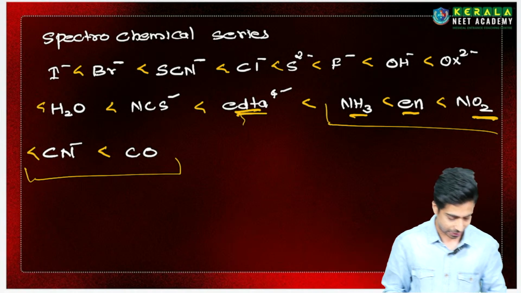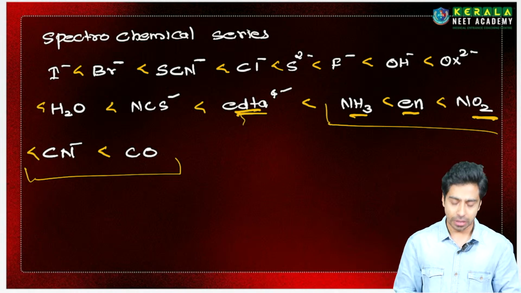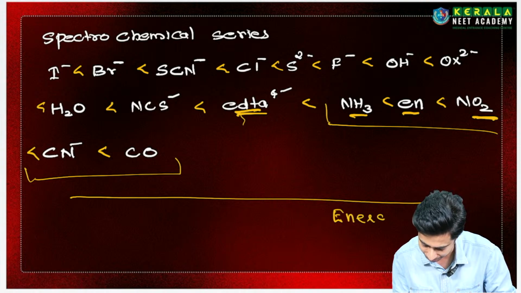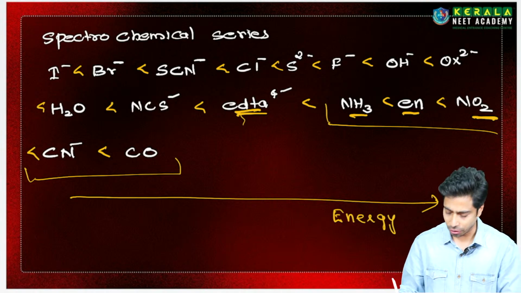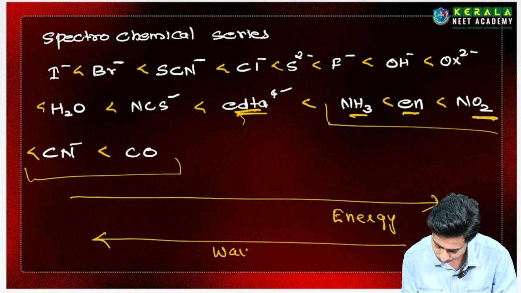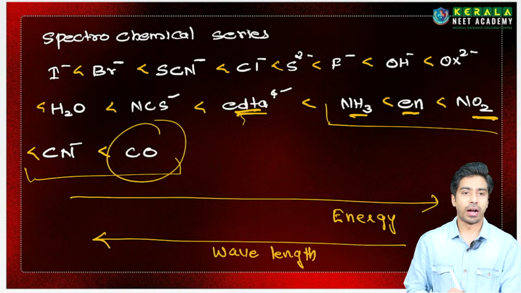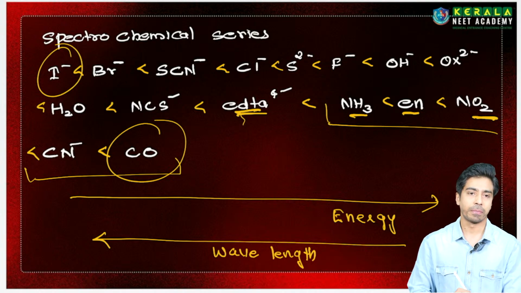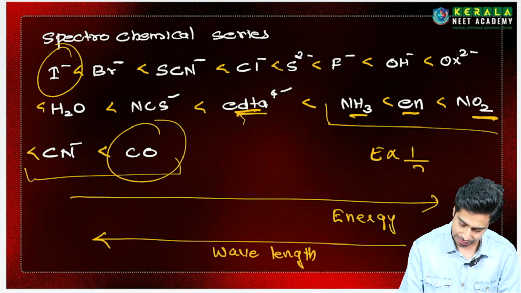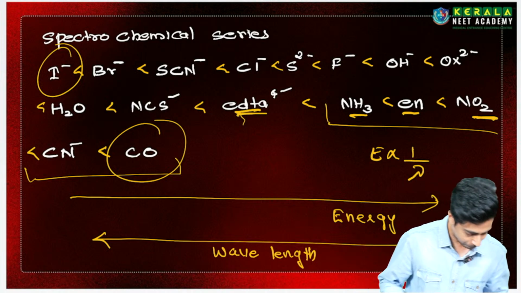So spectrochemical series, this is the shortcut that we'll be using. This is the increasing order of energy, and it will be the decreasing order of wavelength. Which has the highest energy? Carbonyl. Highest wavelength? I minus. Because energy and wavelength are inversely related. High energy means low wavelength. Is it clear for everyone?